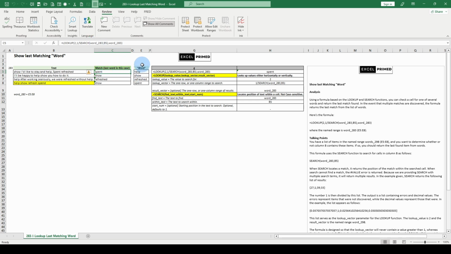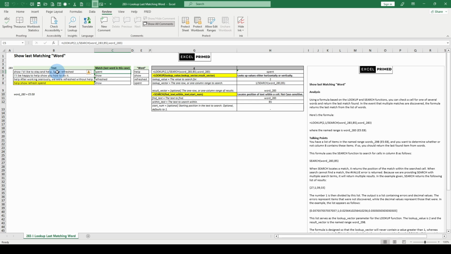What am I talking about? Here we have some words. Here we have text strings. And you can see we have show, that's in the words. We have stay. We have, well, it's not. We have help. We have spent. And we have refreshed. What we're asking is show last matching word.